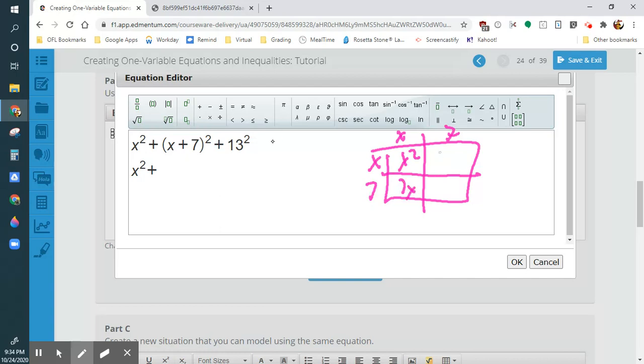I'm going to do that. I'm going to do this. And we're going to get 49. So we end up getting, oh, and don't forget to add your like terms. All right, so if we're going to do this, we're going to get this x squared plus, I already added them, it's 14 plus 49, and this is all equal to 169.